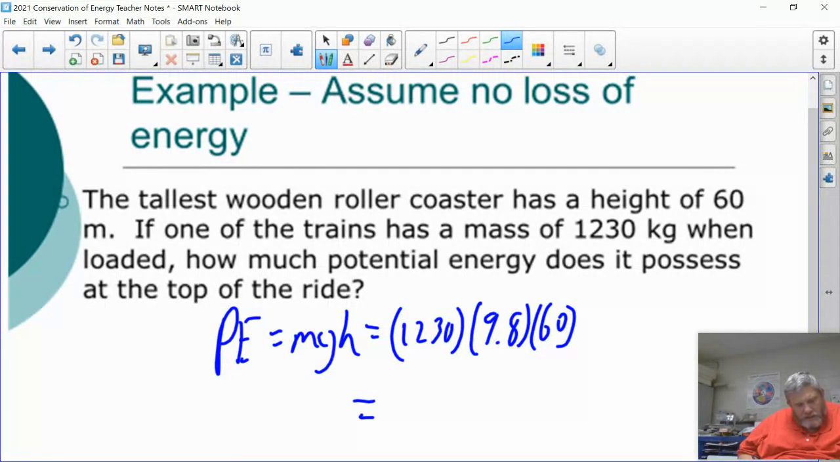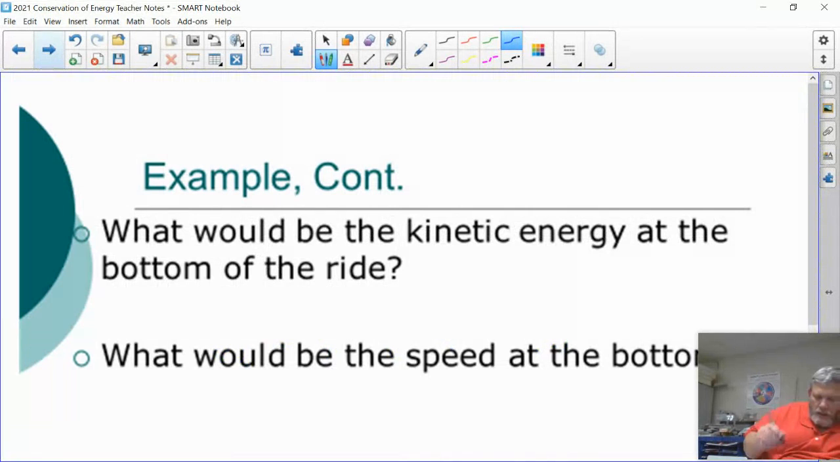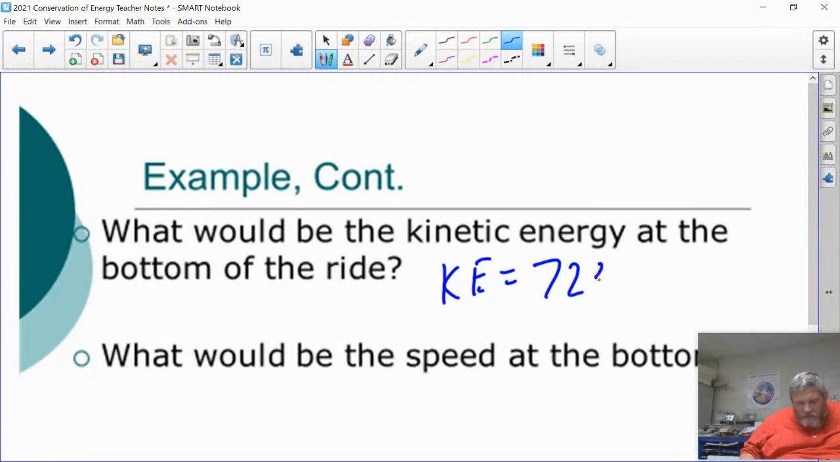Calculate that with me. 723,240 joules. We're going to use that again later, so I might have to come back and look at that. Next part. What would the kinetic energy be at the bottom? If there are no losses, then the kinetic energy at the bottom should equal the potential energy at the top, which is 723,240 joules.